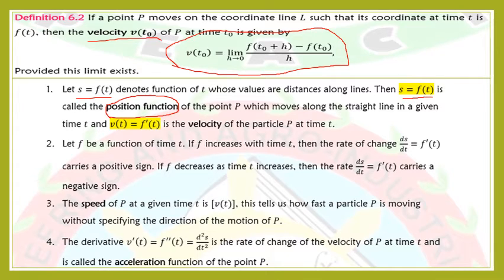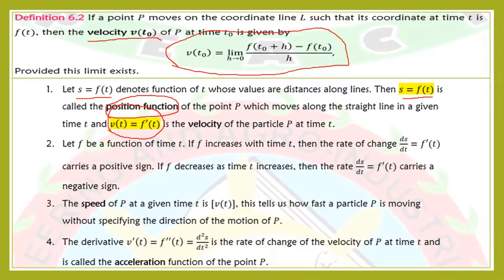S is equal to f of t is called the position function of the point P, which moves along the straight line in a given time t, and v of t, or the velocity, is equal to f prime of t. That is the velocity of the particle P at time t. So, ito na yung final na formula ng velocity. Okay, v is equal to f prime of t. Ibig sabihin nun, para makuha natin yung velocity is i-derive lang natin yung given na function.